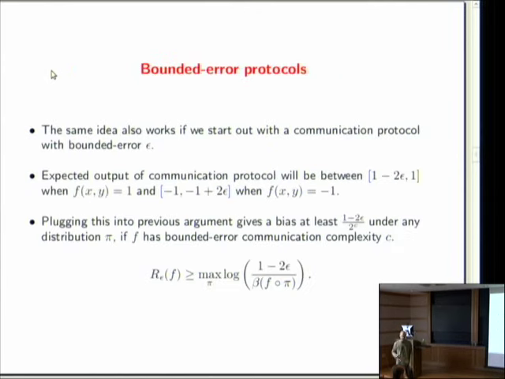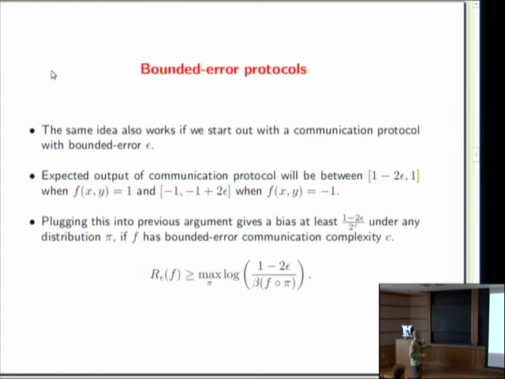Okay, so you can extend this idea to also work with bounded error protocols. If we have a bounded error protocol, and you look at the expected output of the communication protocol, then if the answer is 1, the expectation of the output will be somewhere between 1 minus 2 epsilon and 1, right? Because with probability at most epsilon, you output minus 1, and with probability at least 1 minus epsilon, you output 1. Similarly for the case that the answer is minus 1.